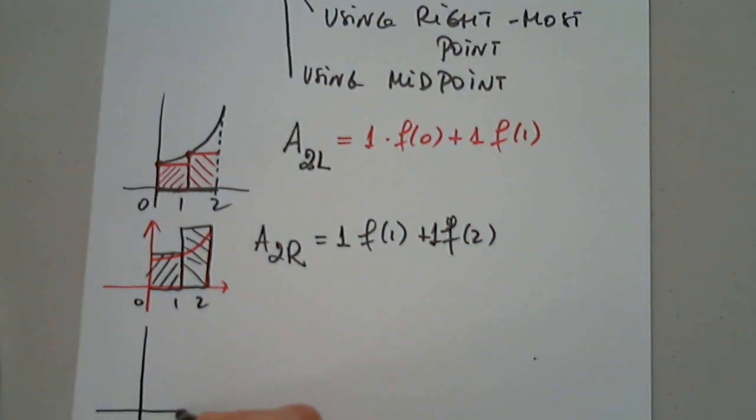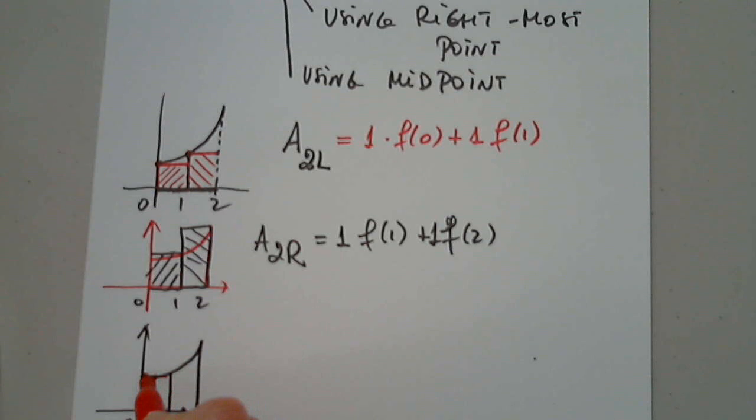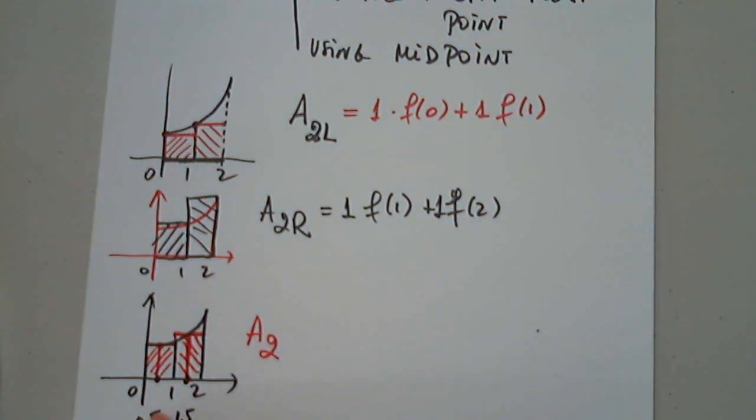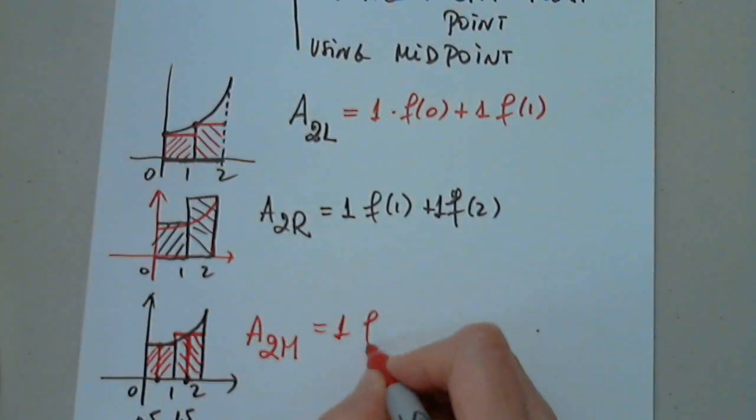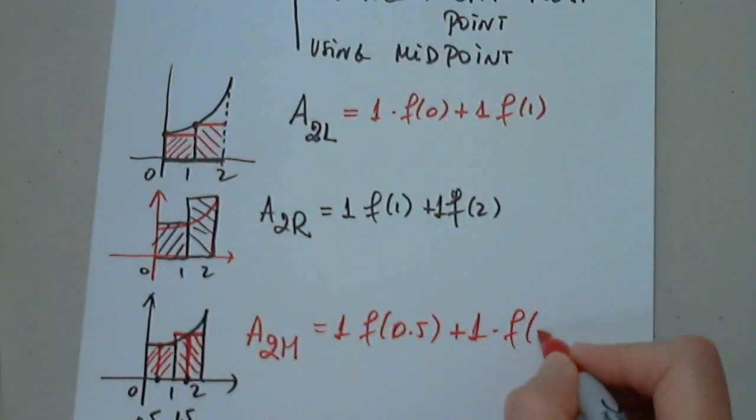The last option is this, 0, 1, 2, but the midpoint is 0.5. The midpoint is 1.5. So here's how we do it with the midpoint. Go up, hit the function, go horizontally. Go up, hit the function, go horizontally. So this is the first rectangle, and this is the second rectangle. So the area with 2 subintervals and the midpoint is still base, which is 1, times height, f of 0.5, plus still base times the height, f of 1.5.